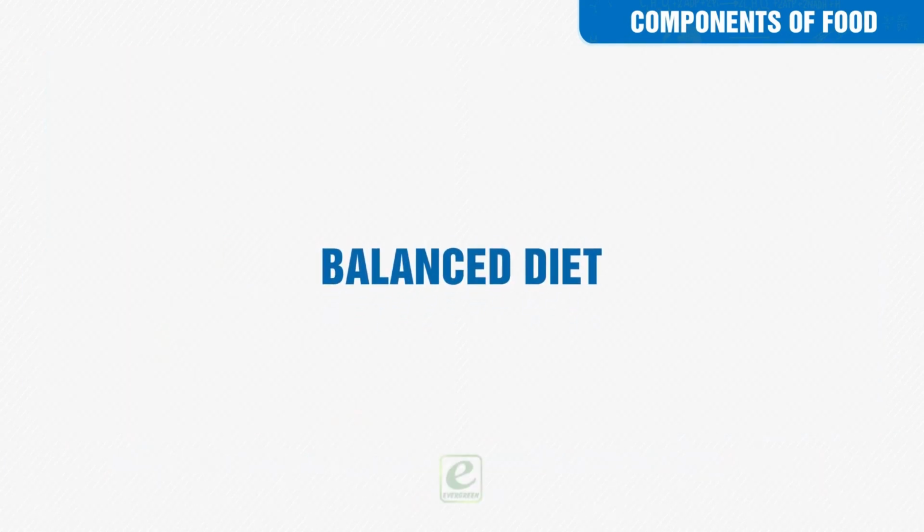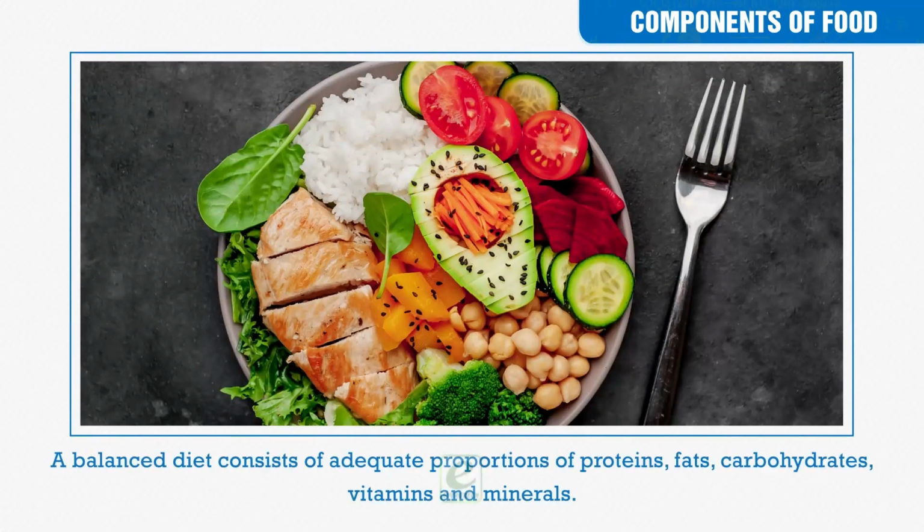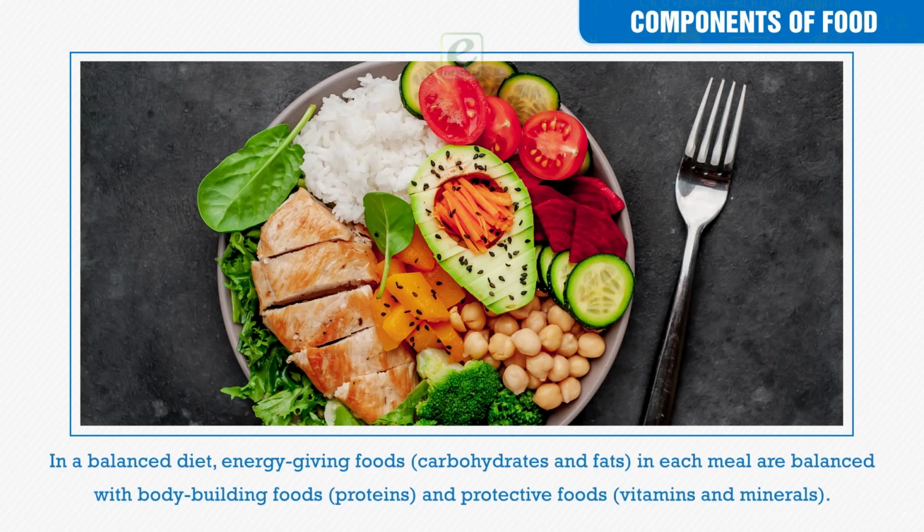Balanced diet. A balanced diet consists of adequate proportions of proteins, fats, carbohydrates, vitamins, and minerals. In a balanced diet, energy-giving foods, carbohydrates, and fats in each meal are balanced with body-building foods, proteins, and protective foods, vitamins, and minerals.